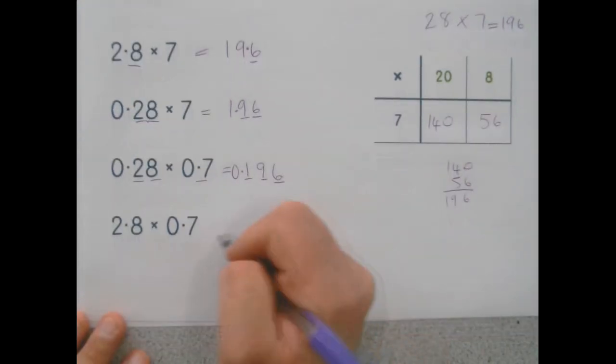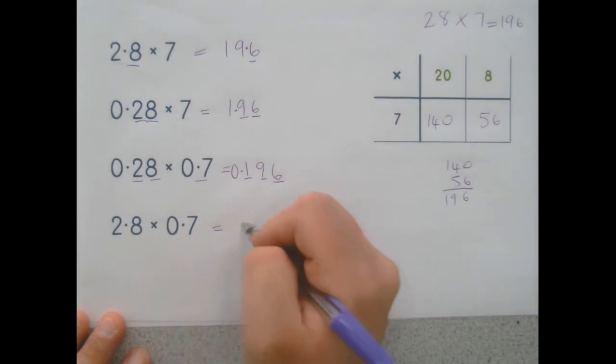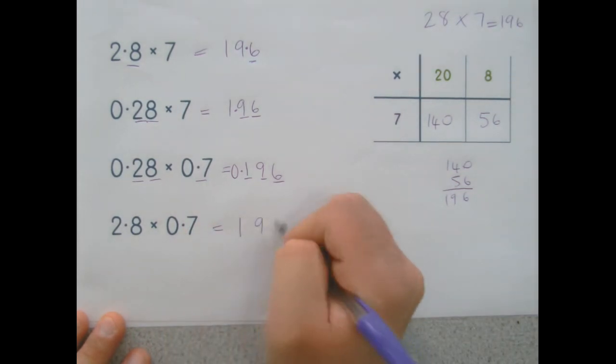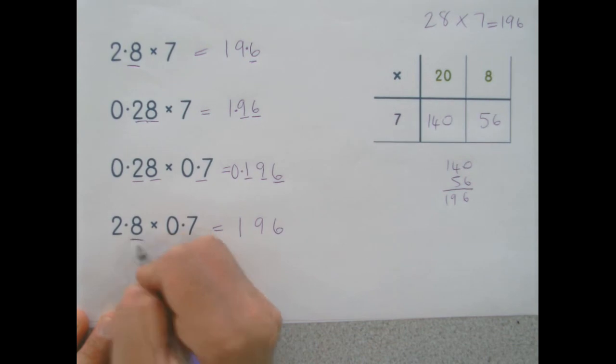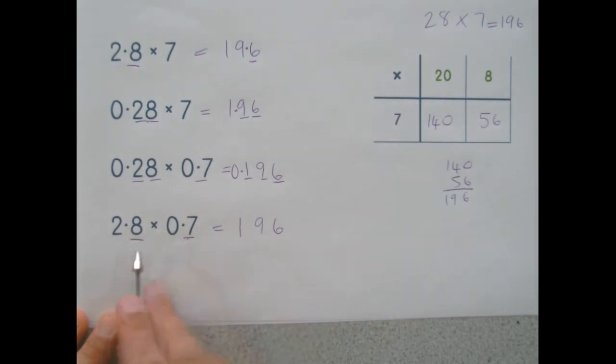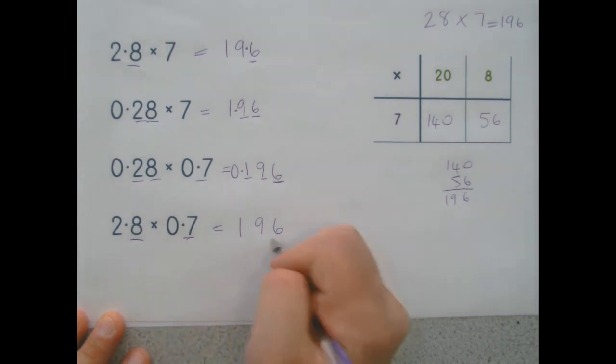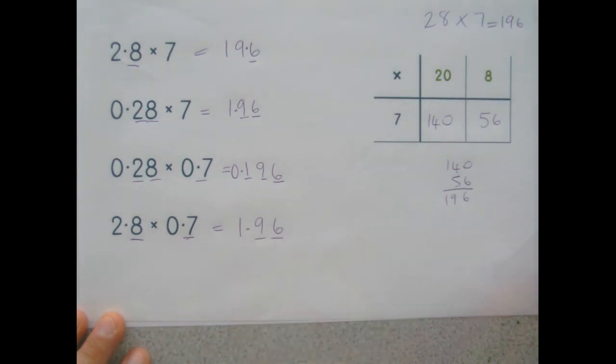Finally then, on this one, again, 28 times 7, ignoring the decimal points. So write down 196. How many decimal places are there? Well, we've got 1 here, 1 here. We've got 2 decimal places in total, which means we must have 2 in the answer. So I get my answer of 1.96.